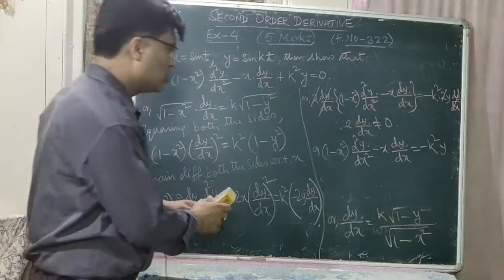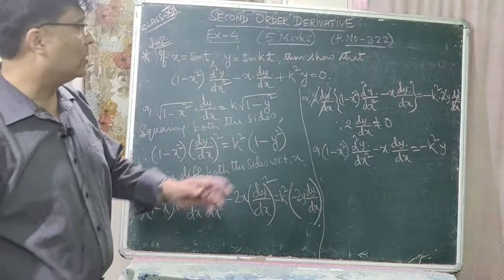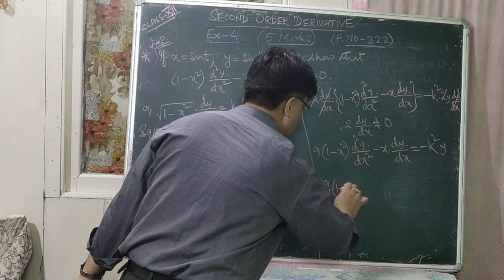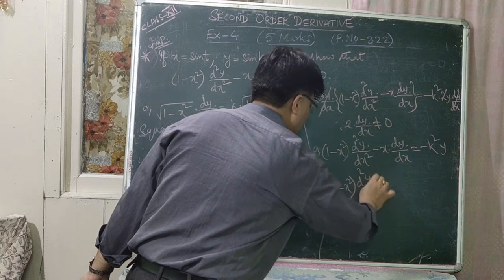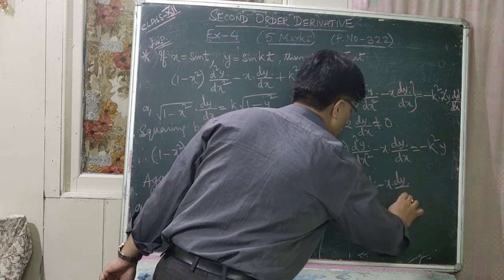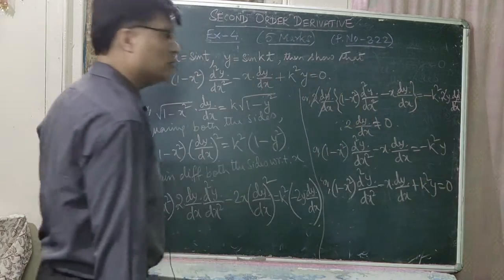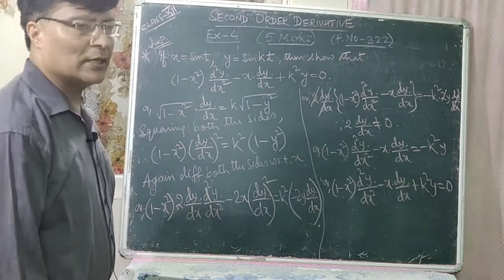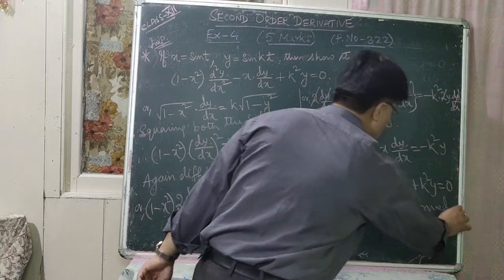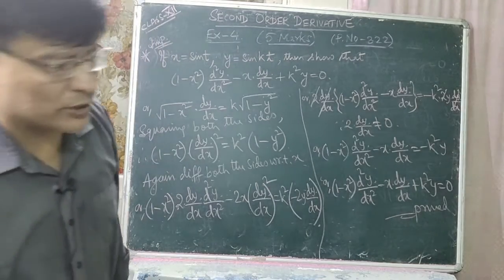Is that clear? So minus k square y, you can take it to the left hand side now in order to prove this required relation. So this is your 1 minus x square into d2y by dx square minus x into dy by dx plus k square y, which is equal to 0. So the required relation is proved. So we have proved the required relation. So you can copy it. So now we'll do the next question.